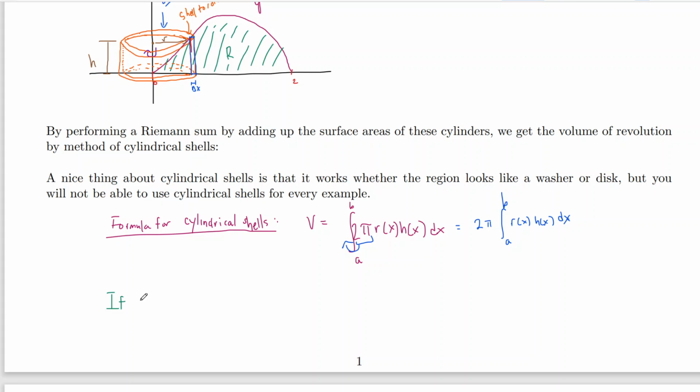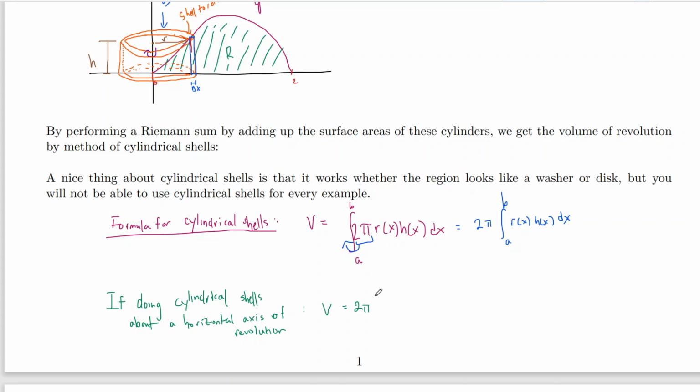If doing cylindrical shells about a horizontal axis of revolution, everything is in terms of y. But it's exactly the same formula.